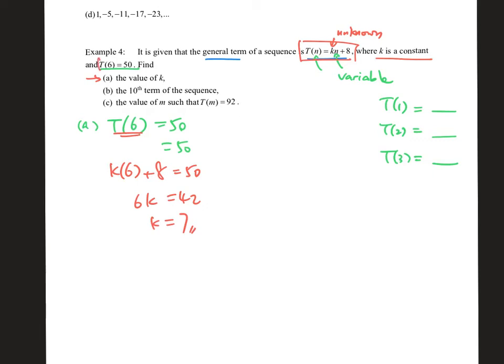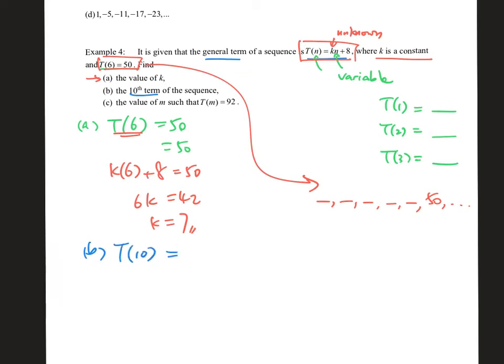Besides, what's the meaning of T6 is 50? It carries another meaning: first number, second, third, fourth, fifth, we don't know, but I know that the sixth one is 50. Coming up next, we want to find the 10th term. That means you're going to find T10. Now it will be very easy as well, because now you know k is 7, and you substitute with 10 and plus 8. So that's why you get 78 quite quickly.